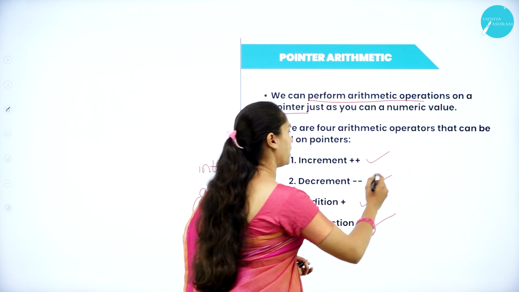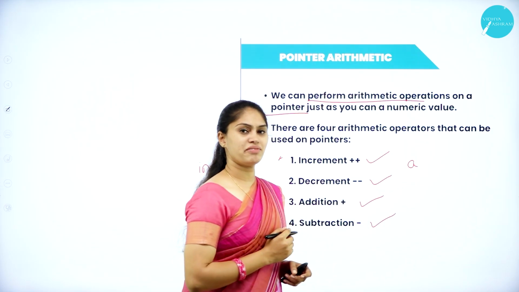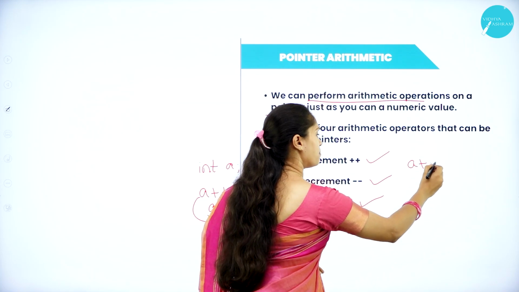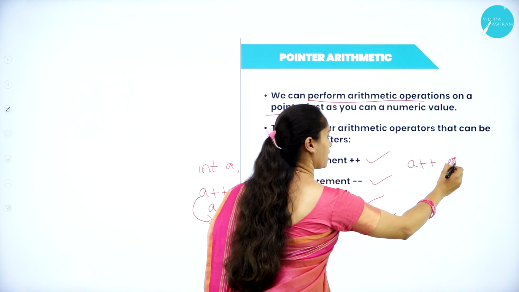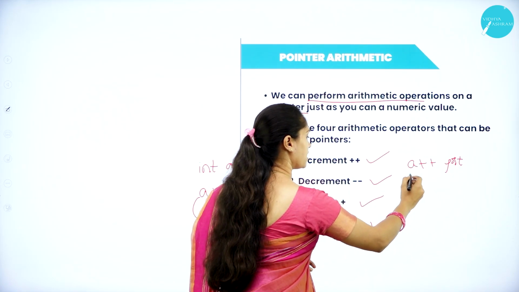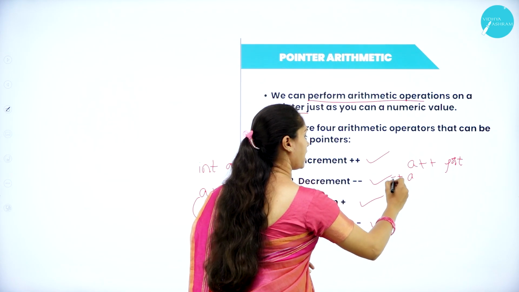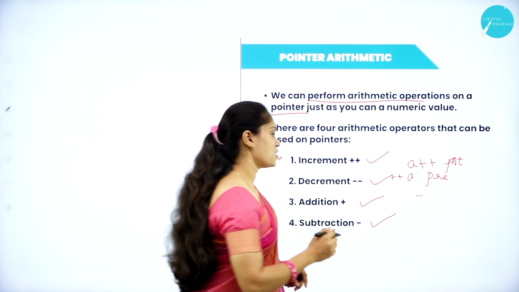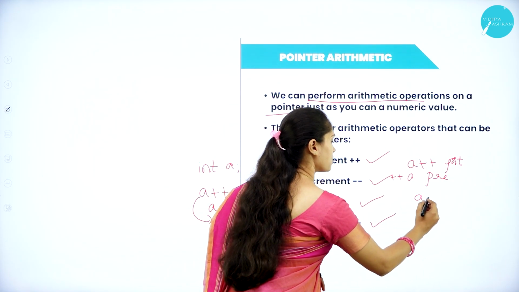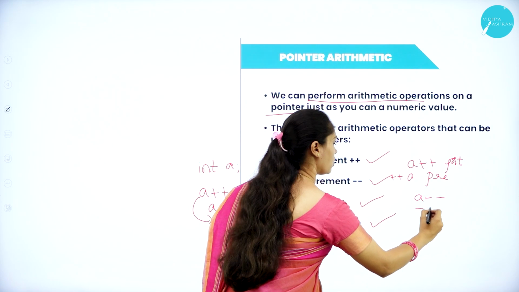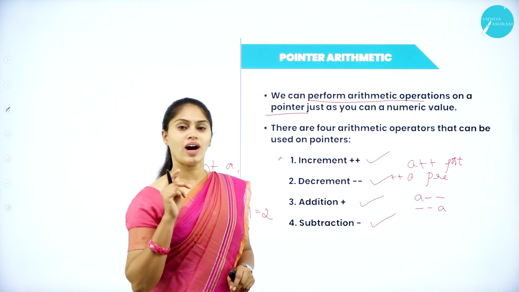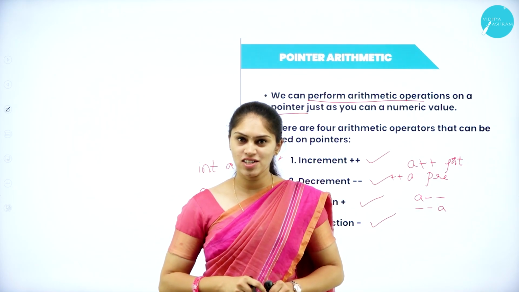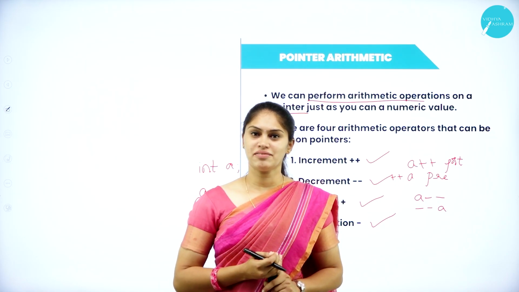So coming to increment, for example, if I have a variable a, then a plus plus is a post increment, and plus plus a is a pre-increment. Coming to the decrement, here also I have two kinds, post decrement and pre-decrement. I can use these two operations along with the pointer variables.